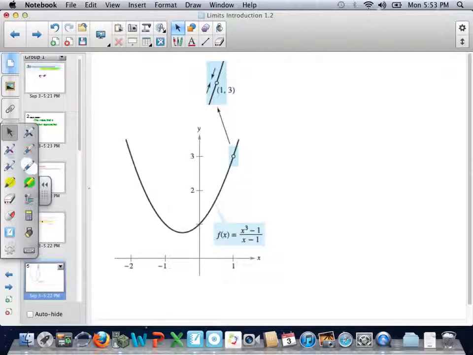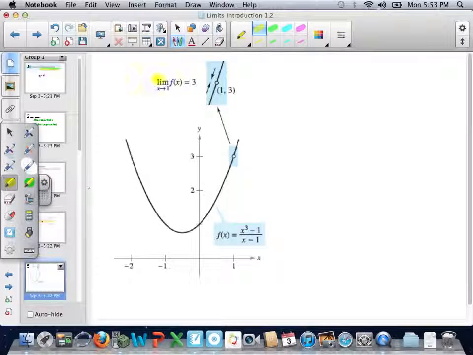We can see the same thing. We have a parabola with a hole in it. And that hole happens at 1 because you cannot divide by 0 in this problem. And the number where it would be is at 3. So what we say is that the limit of our function as x approaches 1, let me repeat that, the limit of our function f of x as x approaches 1 equals 3.